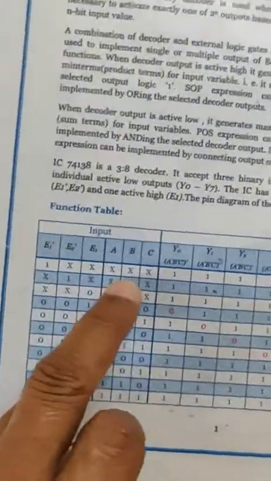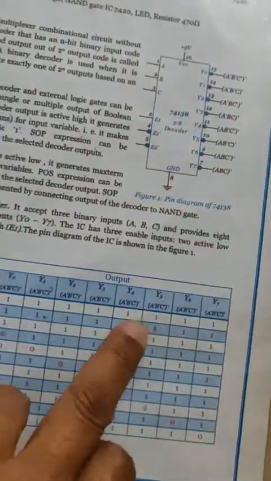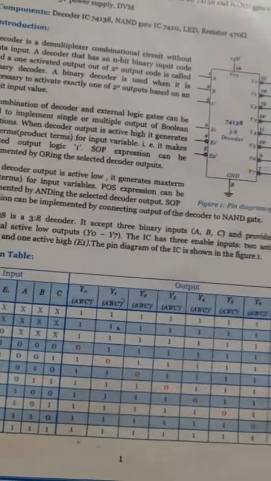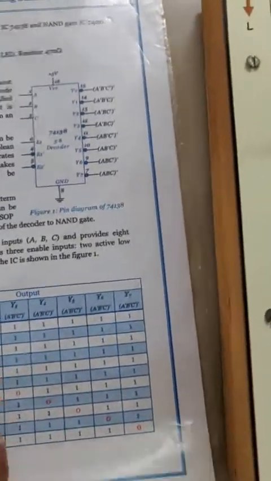Then corresponding to that ABC, whichever it is, all outputs are going to be in the high state. Then when all these three controls are connected, you can select, and the activated output is going to be low. So that is the first part of your practical.